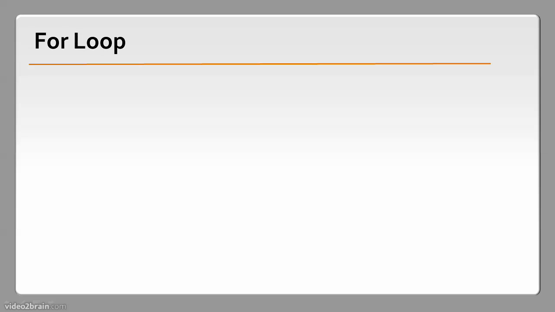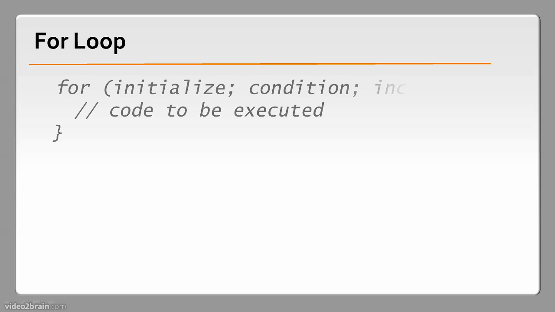The for loop is less prone to generating an infinite loop. The basic syntax looks like this. The loop is controlled by 3 expressions separated by semicolons that go between the parentheses after the for keyword.